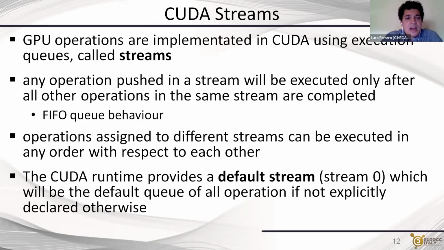The CUDA runtime provides a default stream, a default queue, which is also called stream 0. The default stream is always active. As soon as you initialize the CUDA environment, the default stream is ready to be used. So if you don't explicitly say, please enqueue this operation in some stream, all the operations are enqueued in stream 0, which is the default stream.